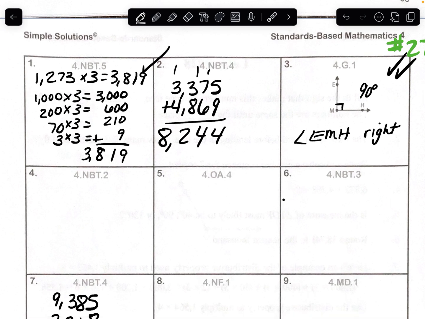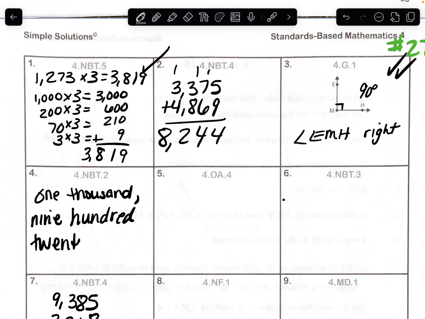All right, number 4, we're writing in words. 1,000. Make sure you have a comma after 1,000. 900. 20-3.